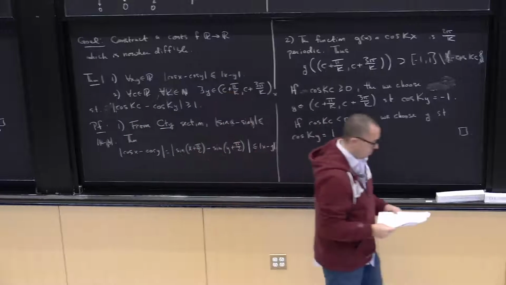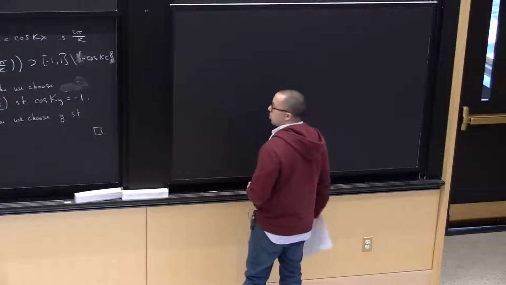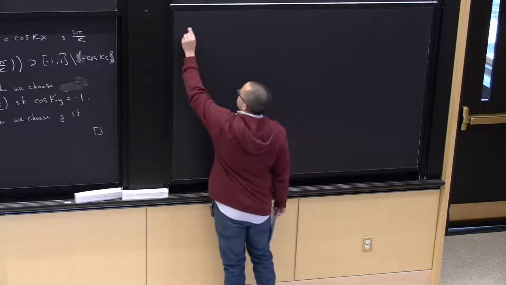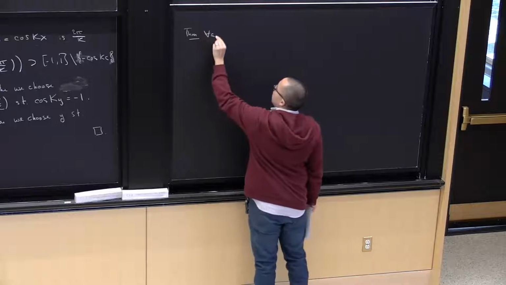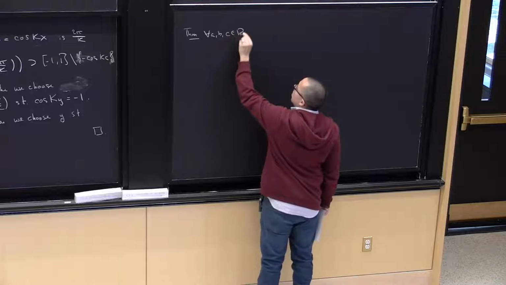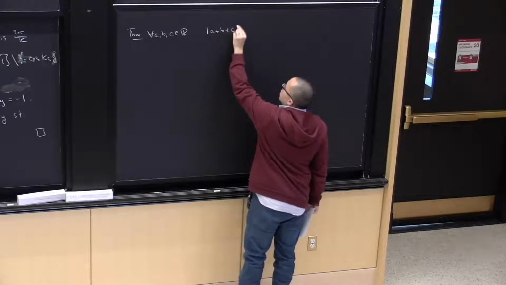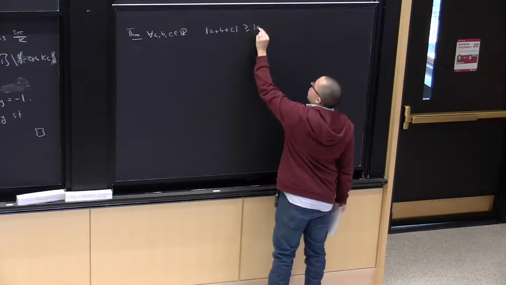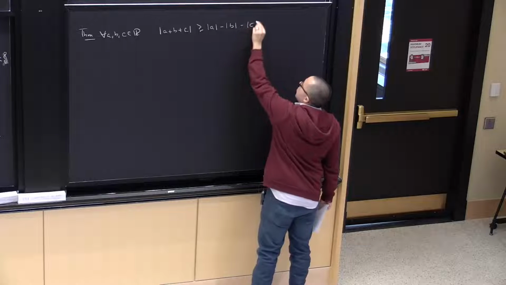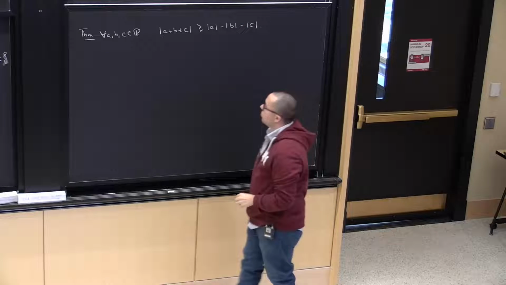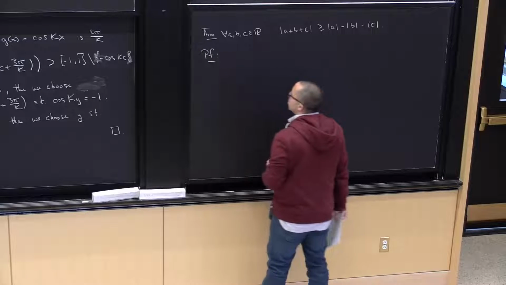Okay? So I'm going to need one more very simple fact, which is the following. For all a, b, and c, the absolute value of a plus b plus c is bigger than or equal to the absolute value of a minus the absolute value of b minus the absolute value of c. Okay? And the proof of this is just to use the triangle inequality twice.